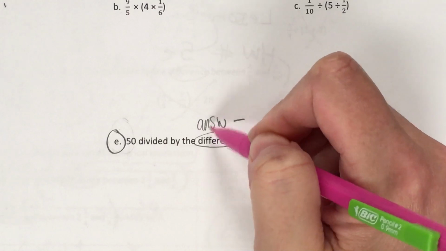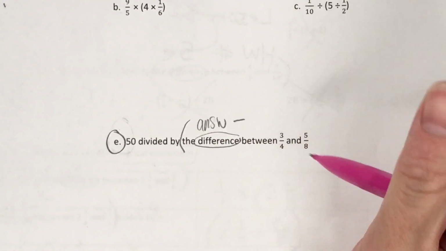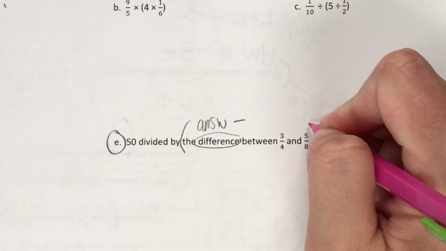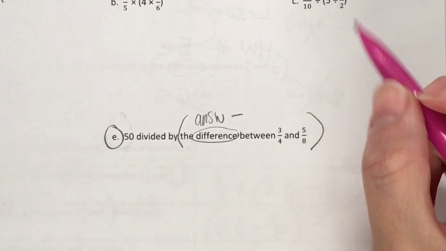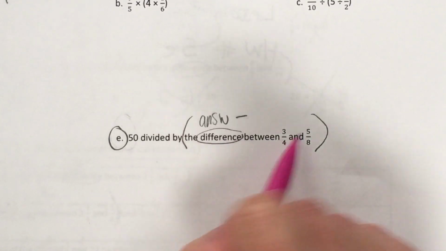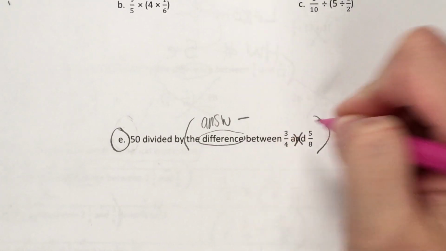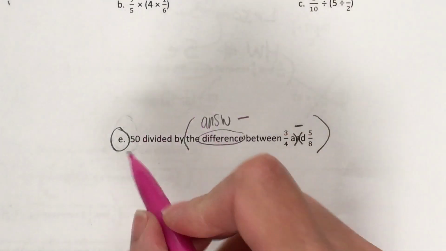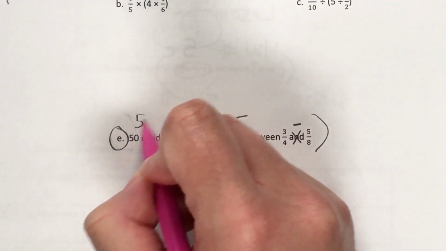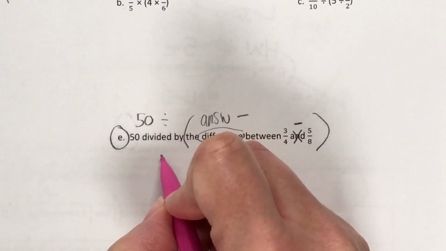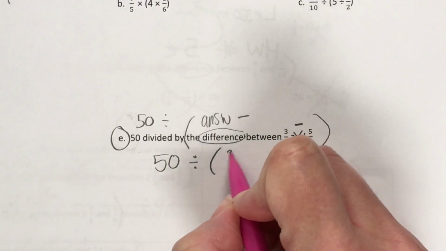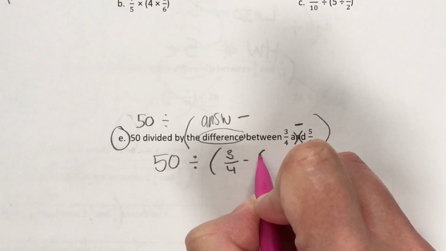Then as soon as you find your answer word, you put parentheses around it, beginning with that, the difference between, and ending with the numbers that match that. So when it says the difference between 3/4 and 5/8, I can get rid of that and put a subtraction sign in there. So we have 50 divided by, and when I rewrite this as a numerical expression, we have 50 divided by, open your parentheses, 3/4 minus 5/8.